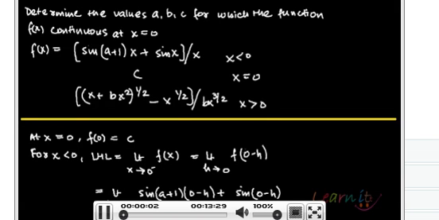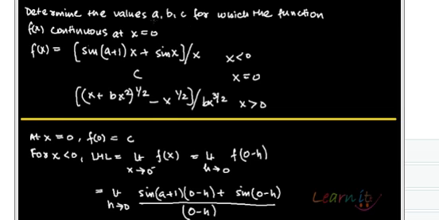Okay, now we have the question that says you have to determine the values a, b, c for which the function f(x) is continuous at x equals 0. There are certain constants a, b, c, and you need to find the values of these a, b, c for which this particular function is continuous at x equals 0.